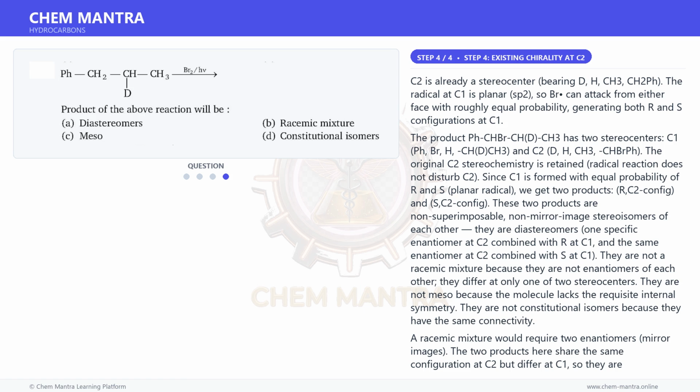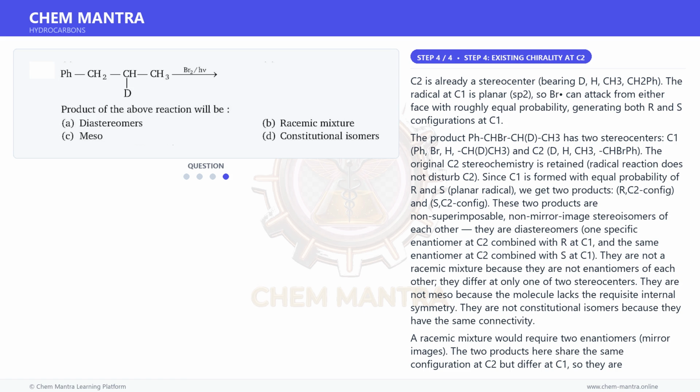Since C1 is formed with equal probability of R and S, from the planar radical, we get 2 products, R, C2 config, and S, C2 config. These 2 products are non-superimposable, non-mirror image stereoisomers of each other. They are diastereomers: one specific enantiomer at C2 combined with R at C1, and the same enantiomer at C2 combined with S at C1. They are not a racemic mixture because they are not enantiomers of each other. They differ at only one of 2 stereocenters.